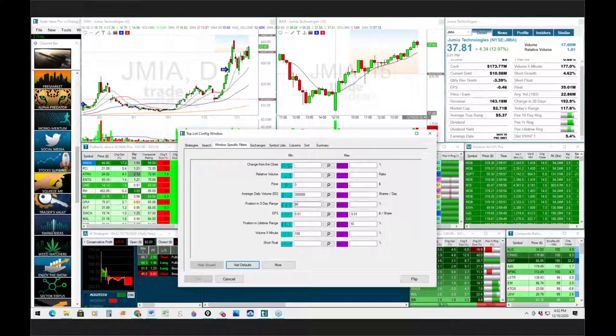Position in 5-day range: it has to be in the upper 10% of its 5-day range, so basically very close to, if not at, a 5-day high. Position in lifetime range, a max of 10, means it has to be in the lower 10% of its lifetime range. It's a very simple scan. So these things are definitely bottom fishers.